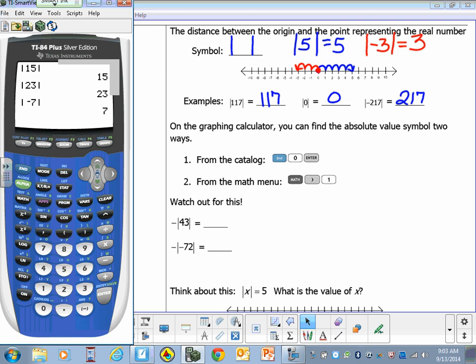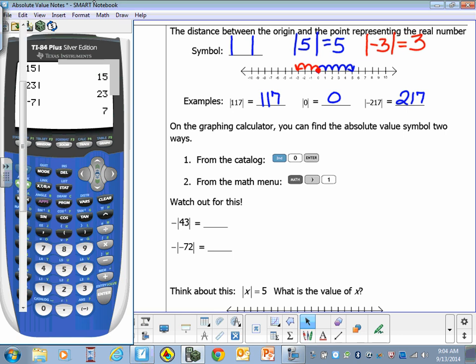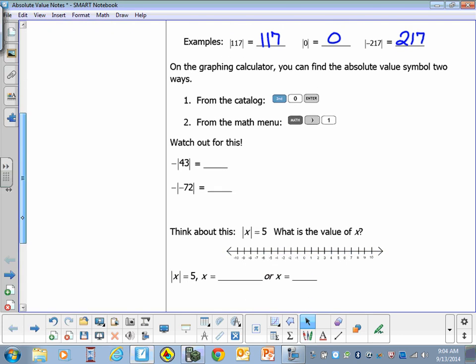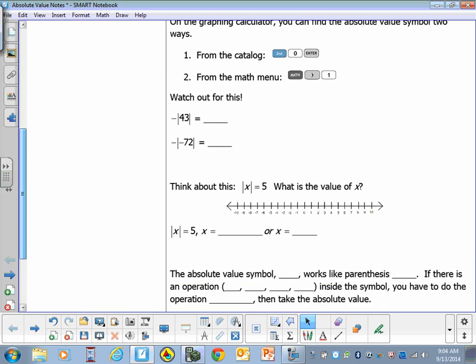So a couple of things to watch out for next. First, this negative sign outside the absolute value symbol really means -1 times the absolute value of 43. I need to find that absolute value first. So I have -1 times the absolute value of 43, which is 43. And -1 times 43 is -43.